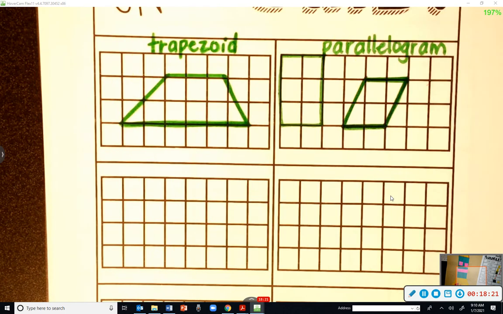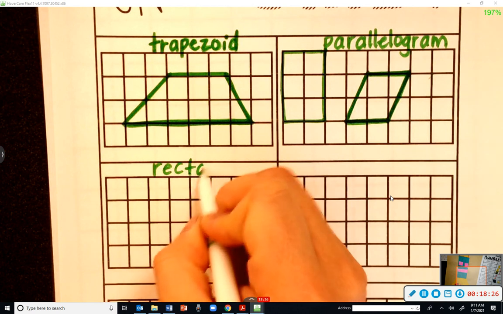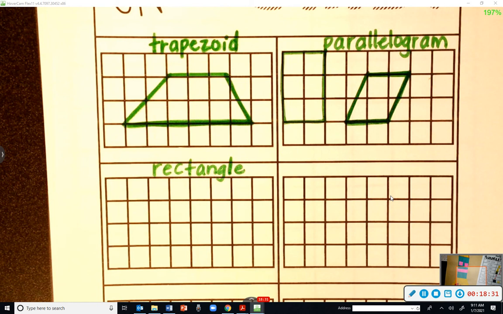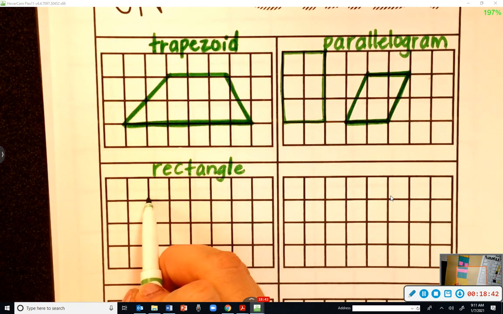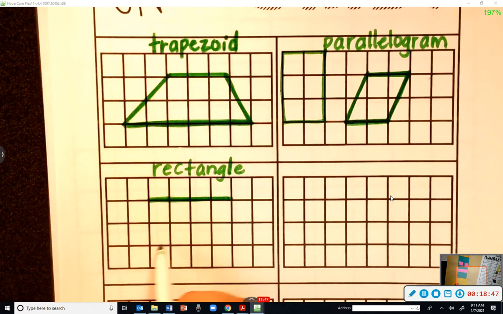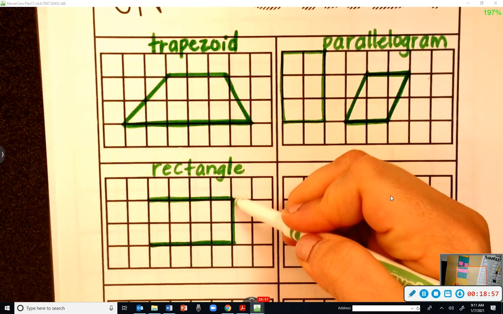Okay, let's go on to rectangle. And everybody should know how to draw a rectangle. It should have 4 right angles, and the opposite sides are equal and parallel. Okay, so use these squares. If I want the top to go over 1, 2, 3, 4 squares, then the bottom needs to go over 4 squares. 1, 2, 3, 4. They have to match. Okay, and then you connect the sides.